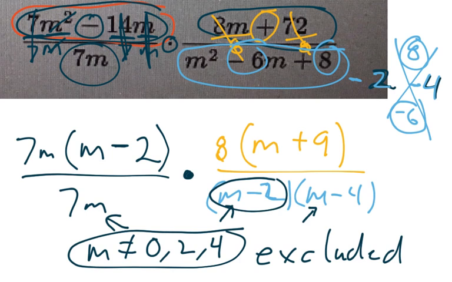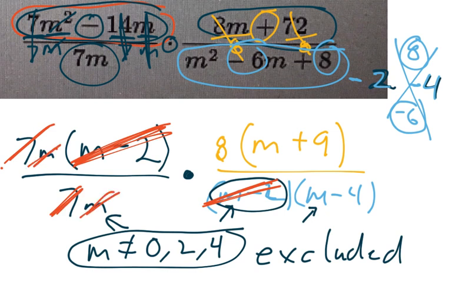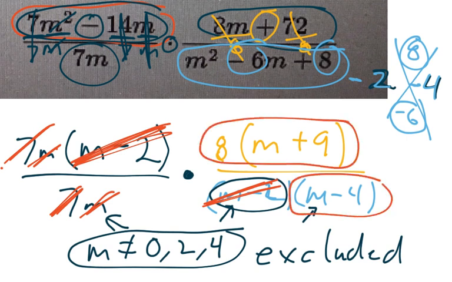Now let's simplify. Now with times, remember, everything in the top, you simplify with anything in the denominator, the bottom, just like you would do with a regular expression. So notice that I can take M minus 2 with M minus 2. I could take the 7 and the 7, the M with the M, and that's it. My final answer is 8M plus 9 over M minus 4.